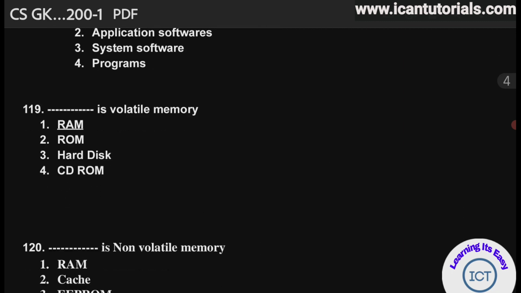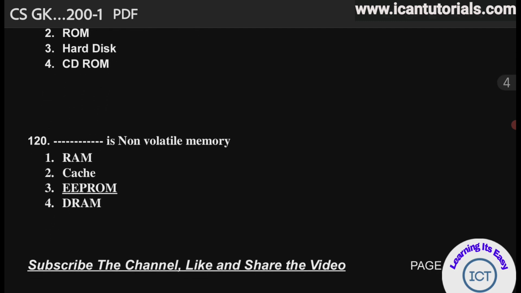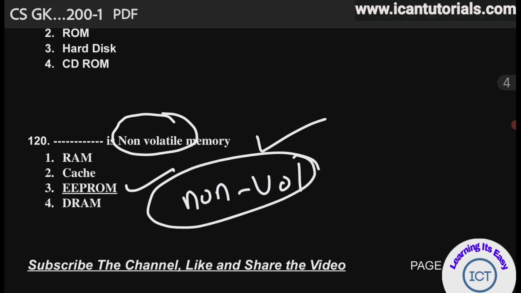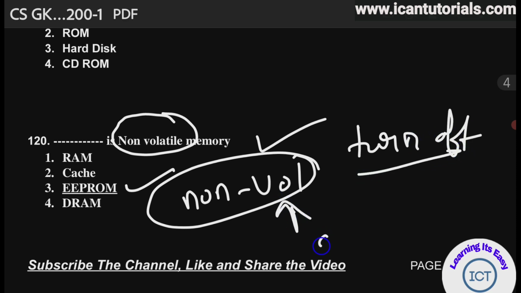Let us check out the last question of this video. The last question is, dash is non-volatile memory. The opposite of volatile is non-volatile memory, and the answer is EEPROM. EEPROM stands for electrically erasable programmable read-only memory. It is non-volatile memory. Non-volatile memory means even though we turn off the power to our computer, data stored inside will not be deleted. That's why it is called non-volatile memory.